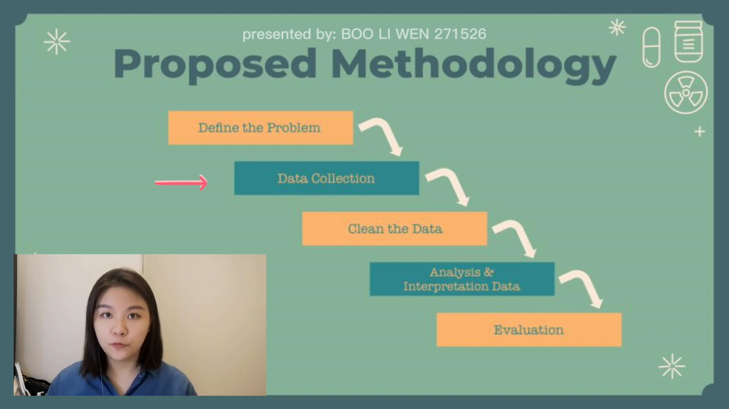Next, go to phase 2, which is data collection. In this phase, we will use a questionnaire form, which is a Google Form, to collect quantitative data from over 45 respondents from all the higher education institutions.